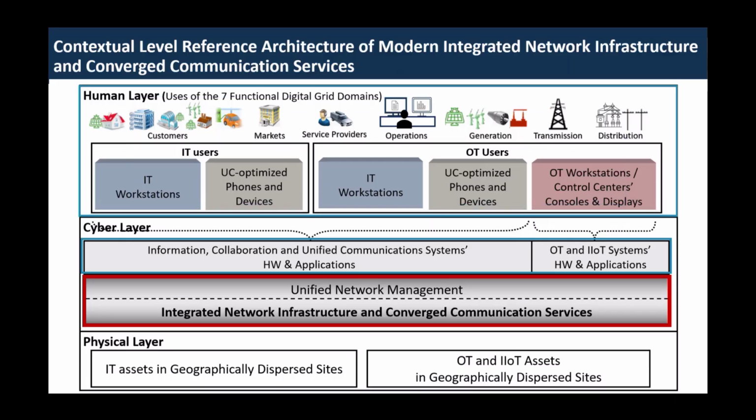And having done this, the human layers, including the users of the 7 functional digital grid domains, can now access their information systems and unified communication systems through their IT workstations and unified communication optimized phones and devices. In addition to that, the operational technology users in the functional domains can also access their operational technology workstations, control center console, as well as displays such as large screen displays, for instance.